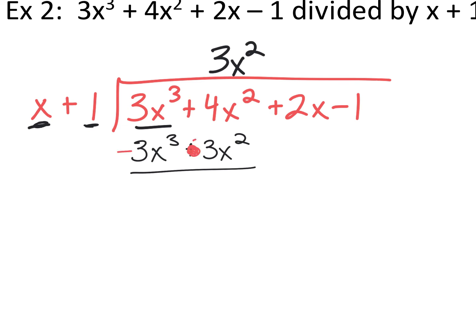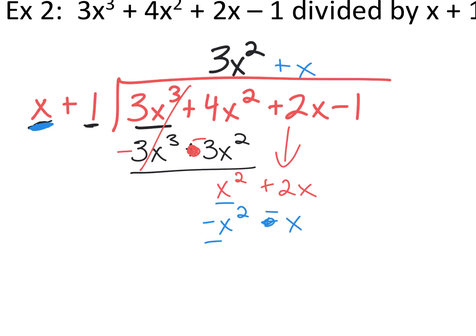The first terms are going to cancel out. And what's 4x squared minus 3x squared? Just x squared or 1x squared. Now what? You bring the plus 2x down. Yep, bring down plus 2x. And repeat. What are we dividing? Okay, x squared divided by x is x, I agree. Multiply it out, x times x is x squared, x times 1 is x. Now we flip the signs.